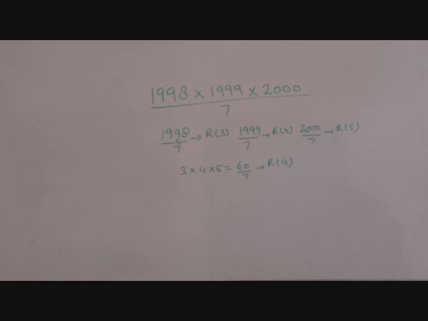Okay. So instead of finding the complete product, I find the remainders of the individual multiplicands. The multiplicands over here are 1998, 1999 and 2000. So 1998 by 7 gives me remainder 3, 1999 by 7 gives me remainder 4 and 2000 by 7 gives me remainder 5. And 3 times 4 times 5 gives me 60, which when divided by 7 gives me remainder 4. Now you can see how easy it has become to break up a product into multiplicands.